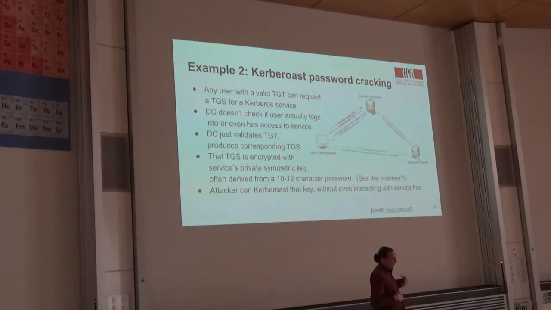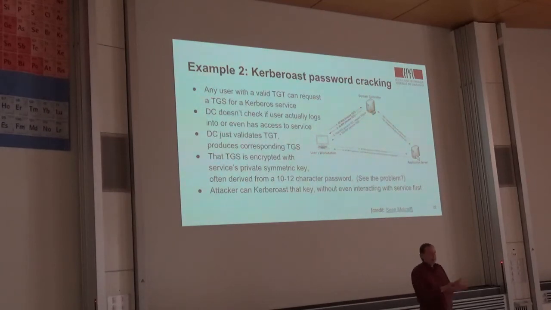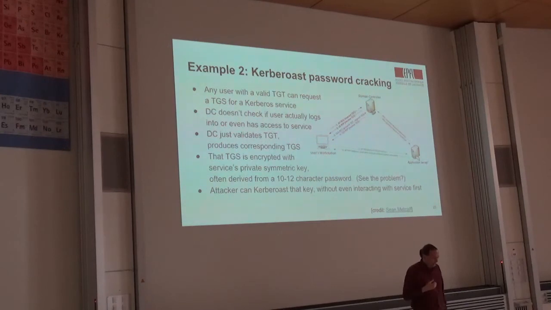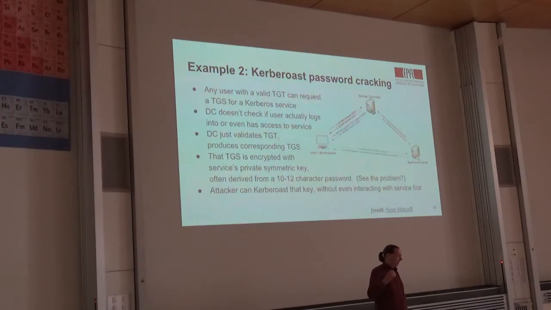So if a user already has a legitimate ticket granting ticket, the attacker has compromised Alice's machine and therefore has a valid TGT for Alice. Then she can request an actual service ticket for some Kerberos service. But then the domain controller isn't typically going to bother checking if Alice actually uses that for anything, right? That's part of the design of Kerberos.